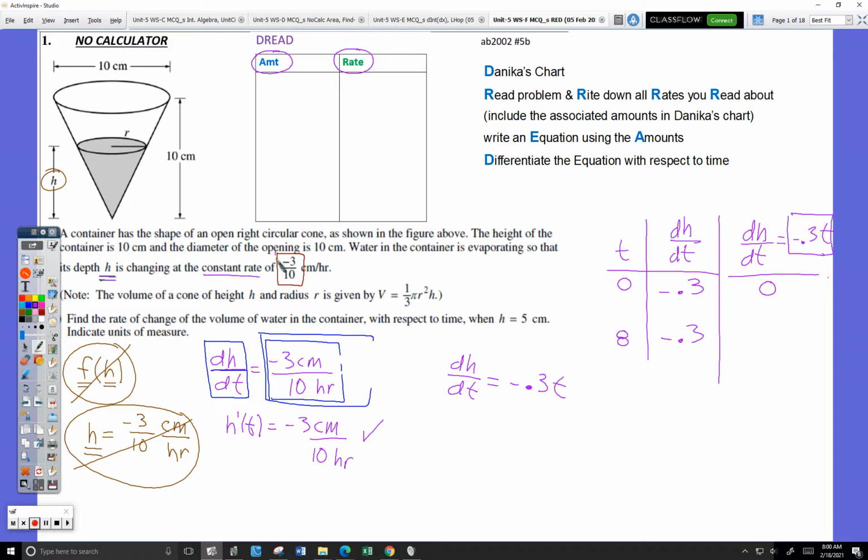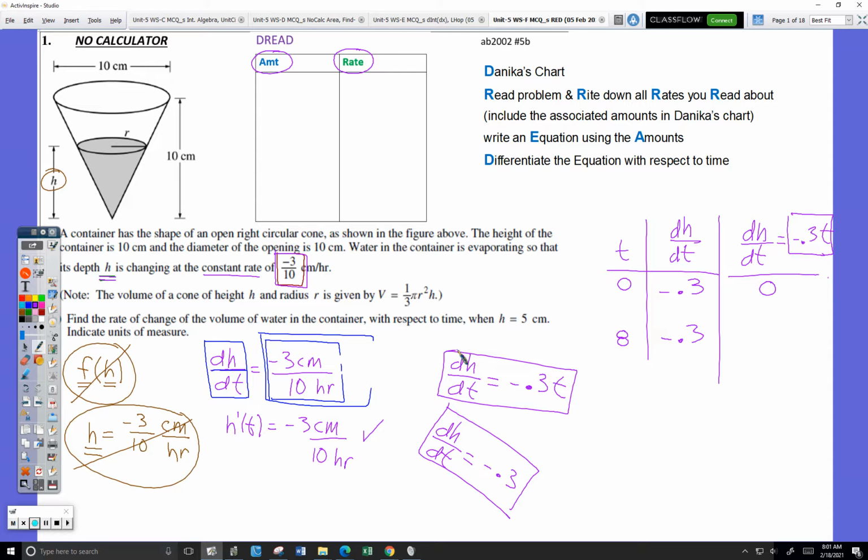The big idea is right here, when they tell you that the height is changing at a constant rate, that means time is not involved. It doesn't change the fact that there's still a formula for dH/dt. The formula for dH/dt is still going to be -0.3. That's a formula just like this is a formula. They're just formulas that mean different things. Does that answer your question?